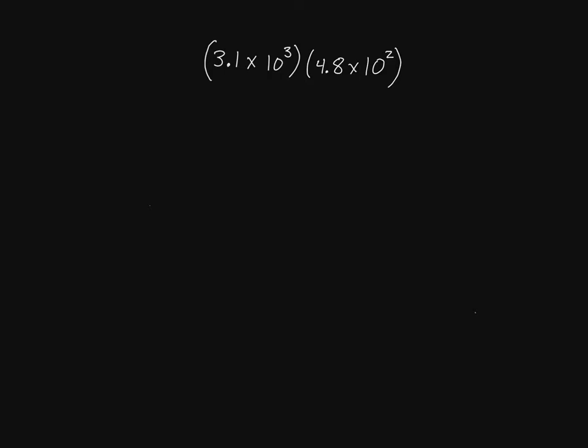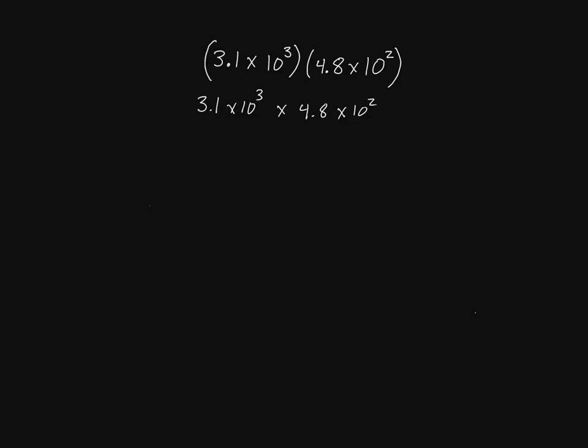So, we're going to start by removing the parentheses for this problem. So we're going to rewrite this as 3.1 times 10 to the third power times 4.8 times 10 to the second power. Now, we did that to be able to regroup the terms that are alike.